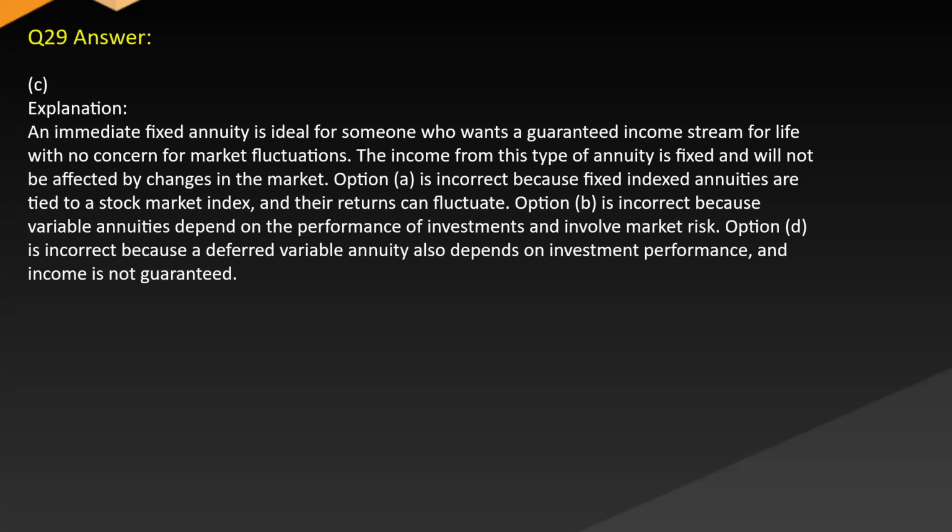Answer C. Explanation. An immediate fixed annuity is ideal for someone who wants a guaranteed income stream for life with no concern for market fluctuations. The income from this type of annuity is fixed and will not be affected by changes in the market. Option A is incorrect because fixed indexed annuities are tied to a stock market index and their returns can fluctuate. Option B is incorrect because variable annuities depend on the performance of investments and involve market risk. Option D is incorrect because a deferred variable annuity also depends on investment performance and income is not guaranteed.